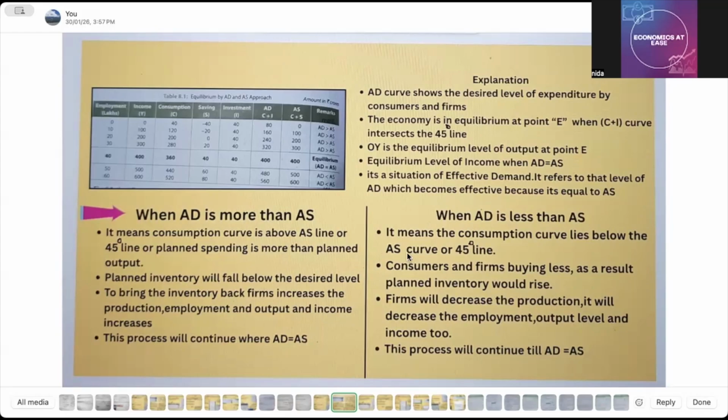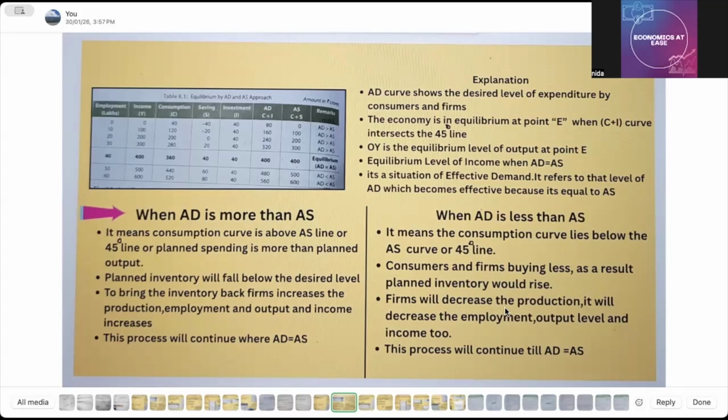Now, what happens when AD is less than AS? That is, aggregate demand is not equivalent to AS, but it is less than AS. Then what happens here? Consumers and firms are buying less because AD is less, right? As a result, planned inventory would rise. Aggregate demand is not there in the economy. There is no demand, so consumers and firms are not buying, not purchasing.